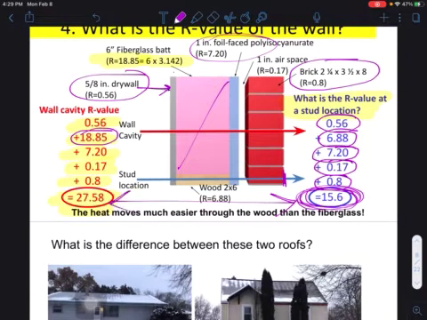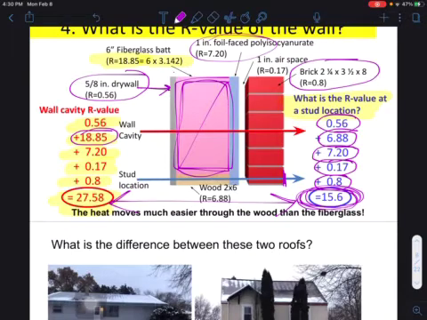Okay, 27.58 is much better than 15.6, and the reason is because this area right here, which in the cavity is filled with fiberglass batting, is a good insulator compared to the wood.